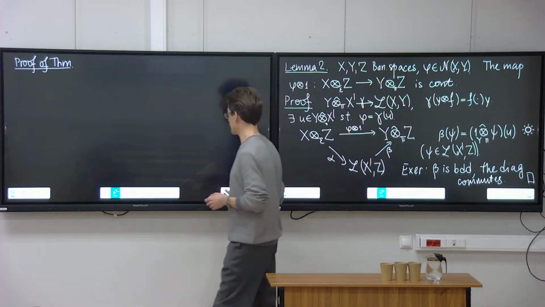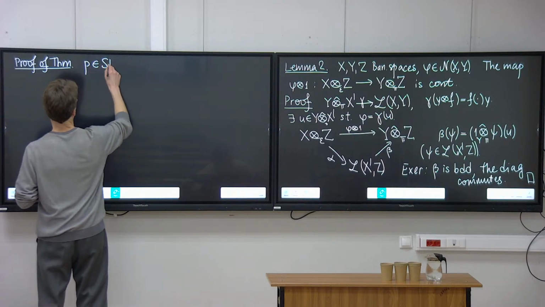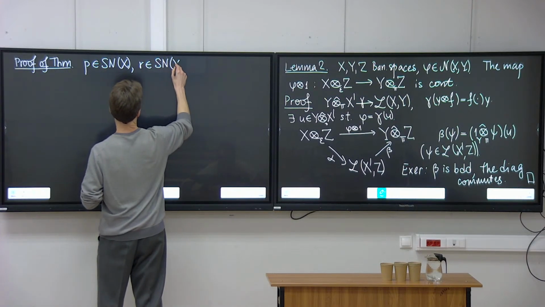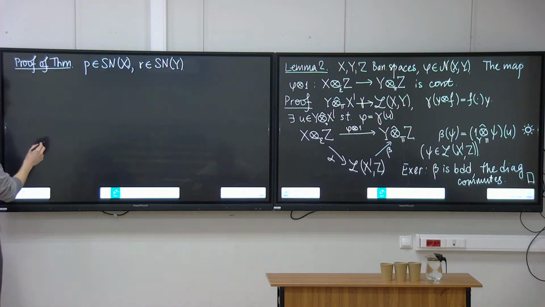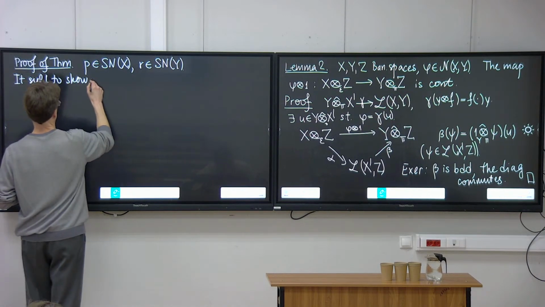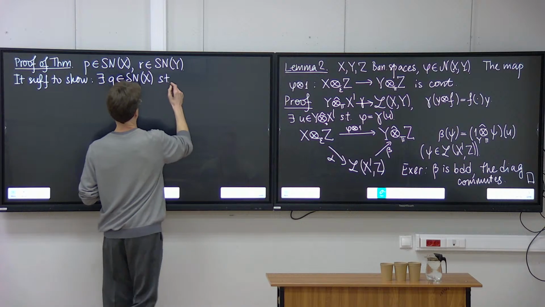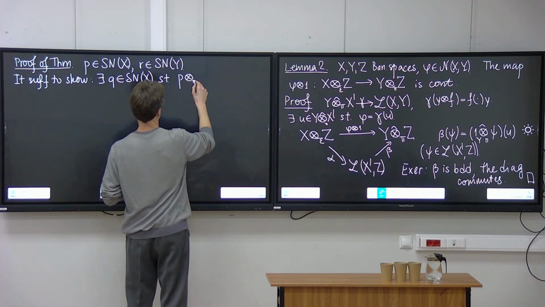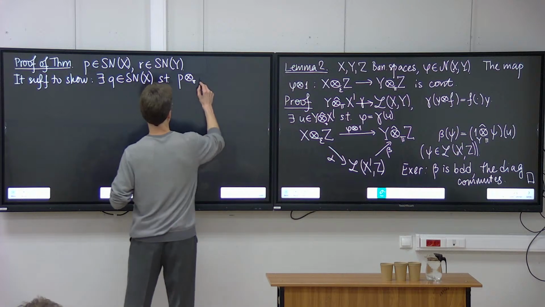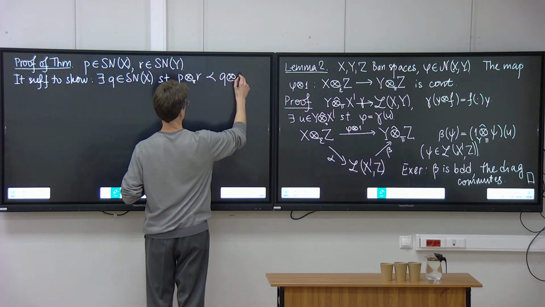Okay, so we take a continuous seminorm P on X and a continuous seminorm R on Y. To prove our result, it suffices to show that there exists another continuous seminorm Q on X such that the projective tensor seminorm P tensor R is dominated by the injective tensor seminorm Q tensor R.